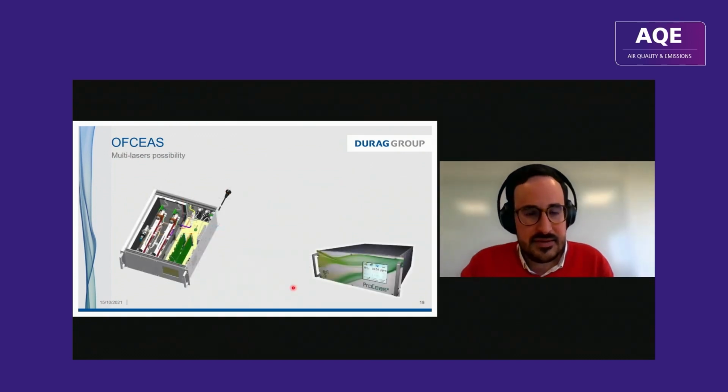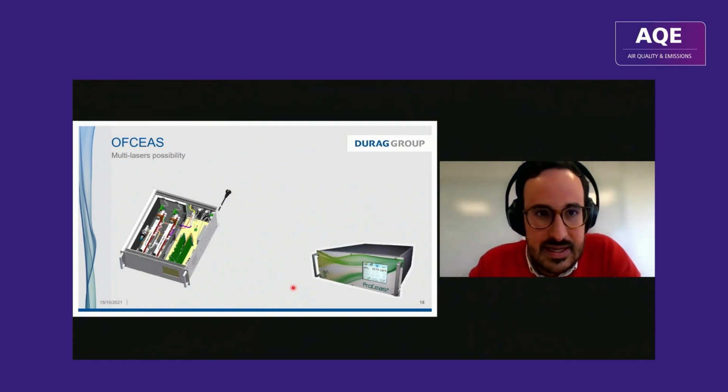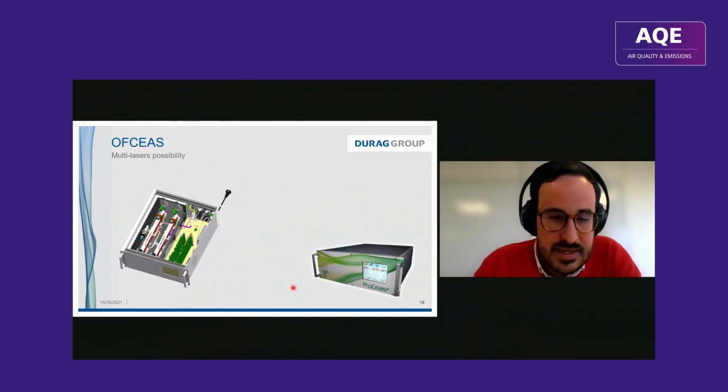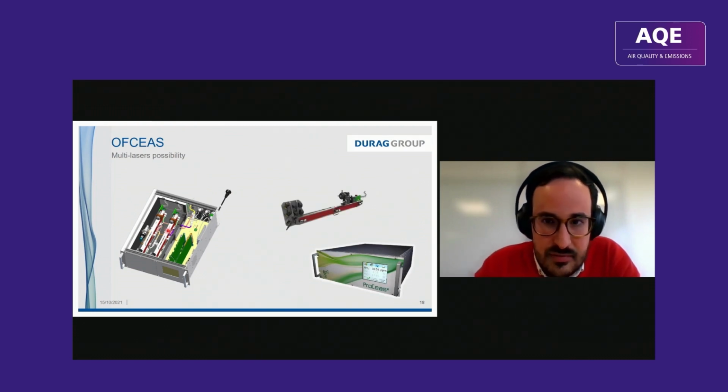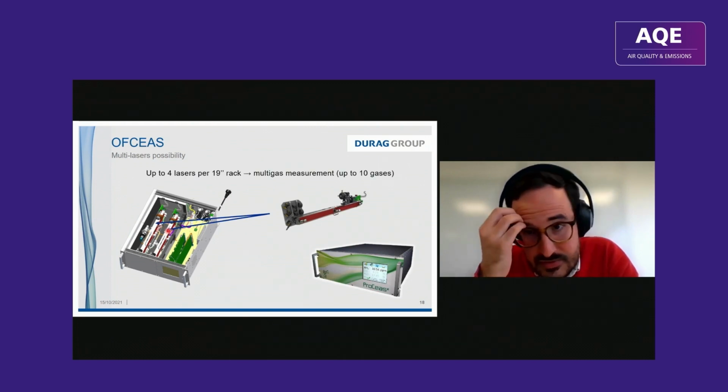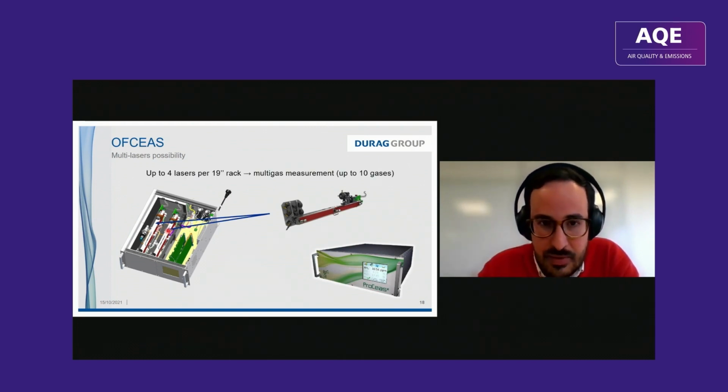In every analyzer, the standard analyzer will be a 19-inch rack, and in each analyzer you can have 2 cells, and each cell can have 2 lasers. So in one box you can have up to 4 lasers. And for emissions, we would have from 1 up to 10 gases in one rack, and we can combine the racks if needed.